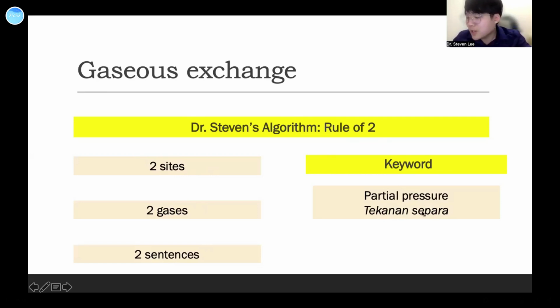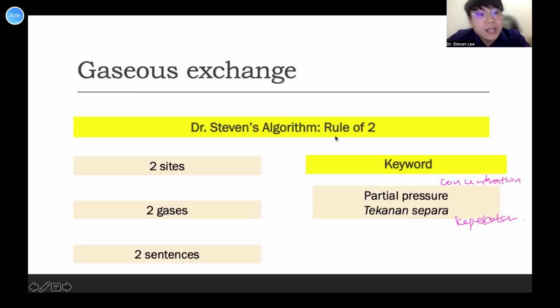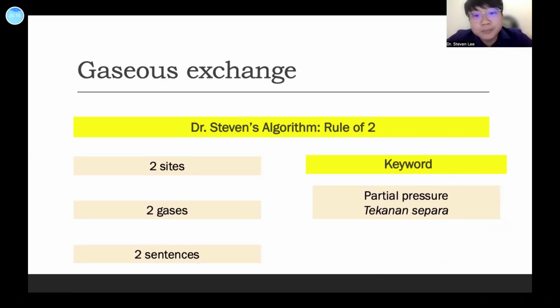So, partial pressure atau tekanan separa, actually what it means is concentration. Kepekatan. Okay? But for gas, it's better if you use the word partial pressure. So you have to be careful. We have to talk about partial pressure in this section. Ataupun tekanan separa. And deep inside, you should know that in gaseous exchange, we are using simple diffusion ataupun resapan ringkas. Okay, these are some basic concepts that you must know before we go on. So how are we going to use the algorithm? Let me show you right now.